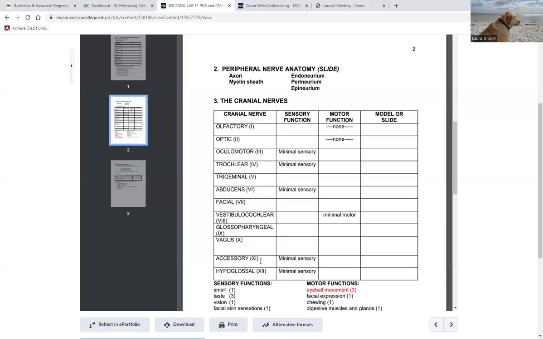Now we can move on to accessory and hypoglossal. Accessory nerve, its motor action is to move the head and shoulders. It is the nerve supply to the specific muscles of sternocleidomastoid and trapezius. So the motor function is to move the head and shoulders. The particular model is going to be a muscle model pointing to either trapezius or sternocleidomastoid.